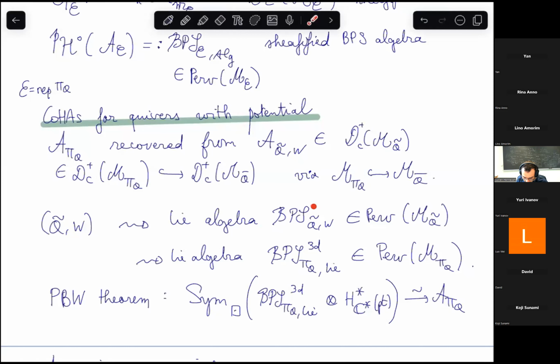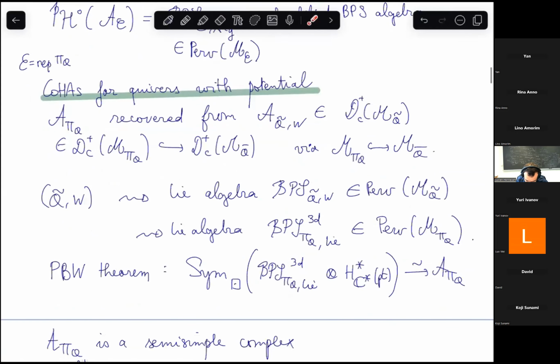BPS object associated to quiver with potential. It's a perverse sheaf again on the good moduli space for the triple quiver. And it's a Lie algebra object.